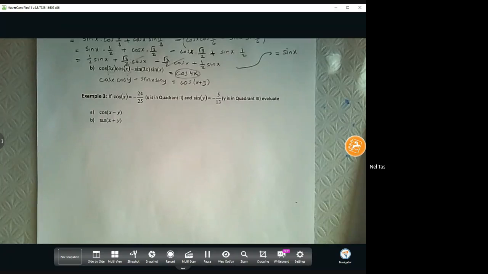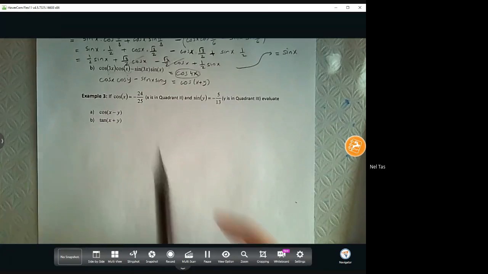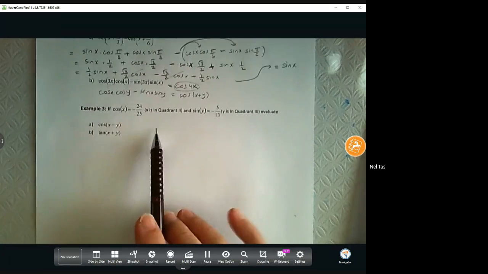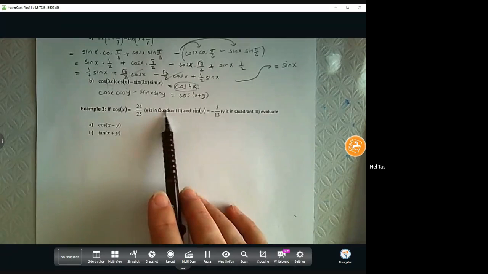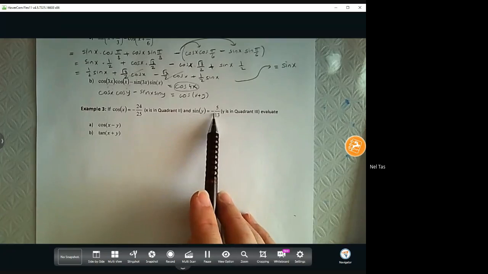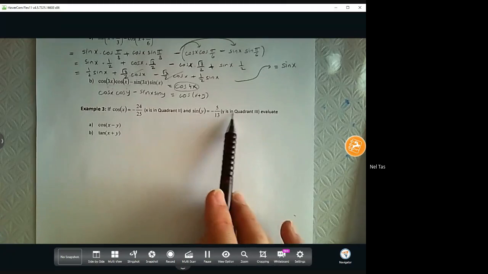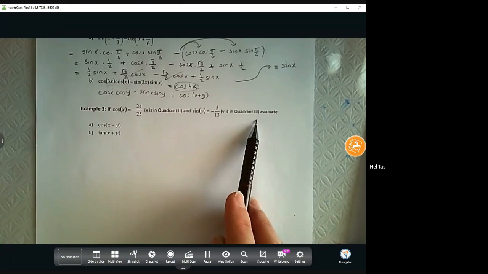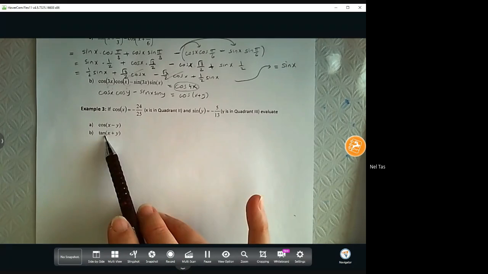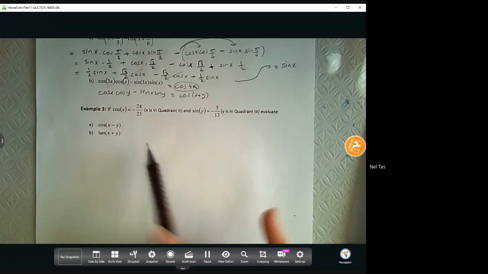Last question. If cos x is negative 24 over 25 and angle x is in quadrant 2, and sine y equals negative 5 over 13 and angle y is in quadrant 3, we are going to evaluate cos of x minus y and tangent of x plus y.